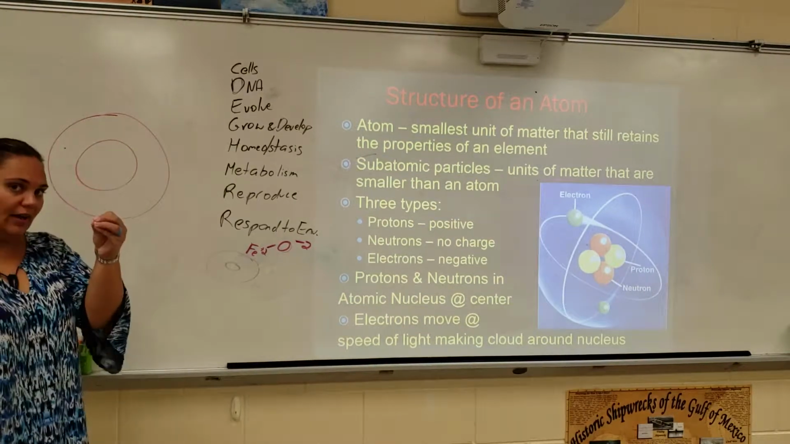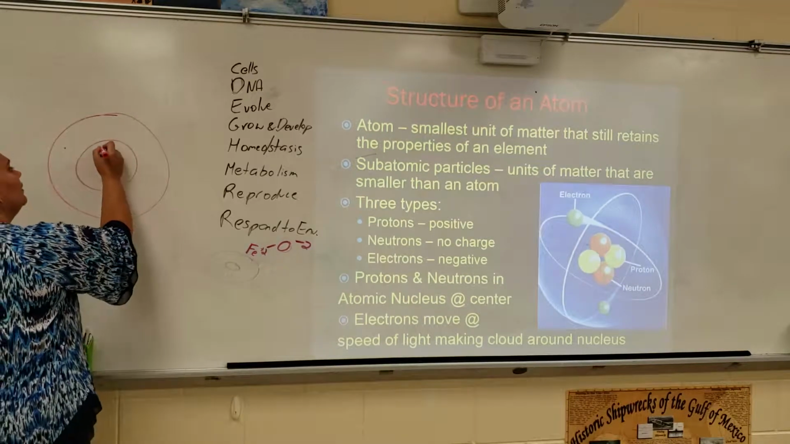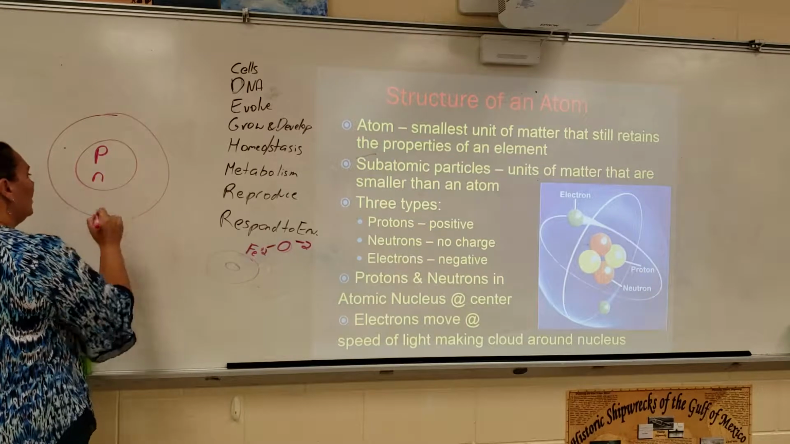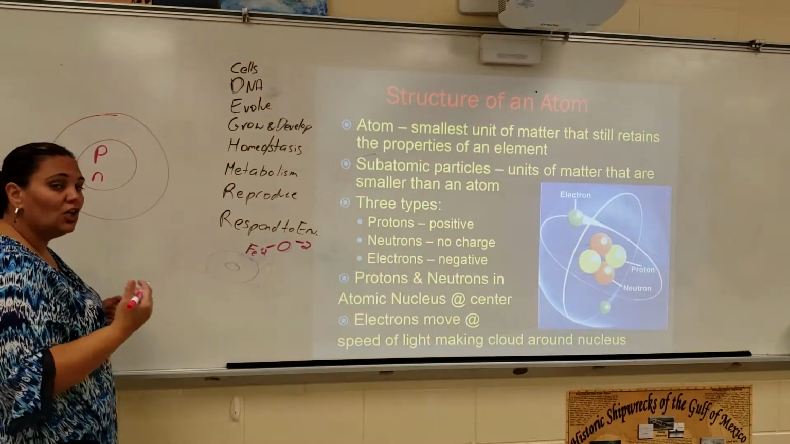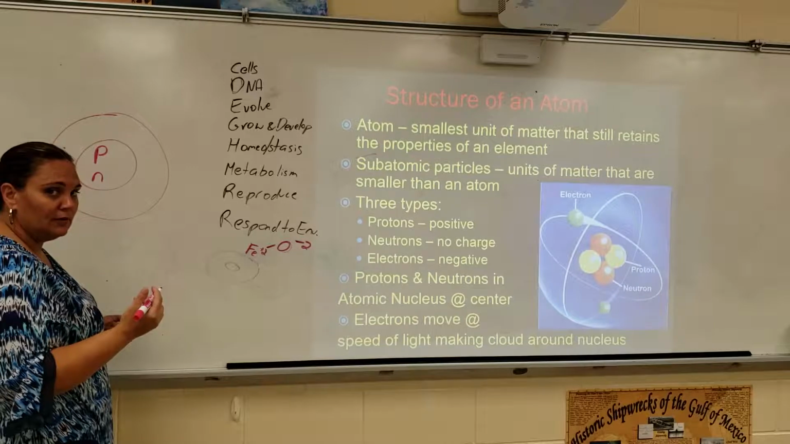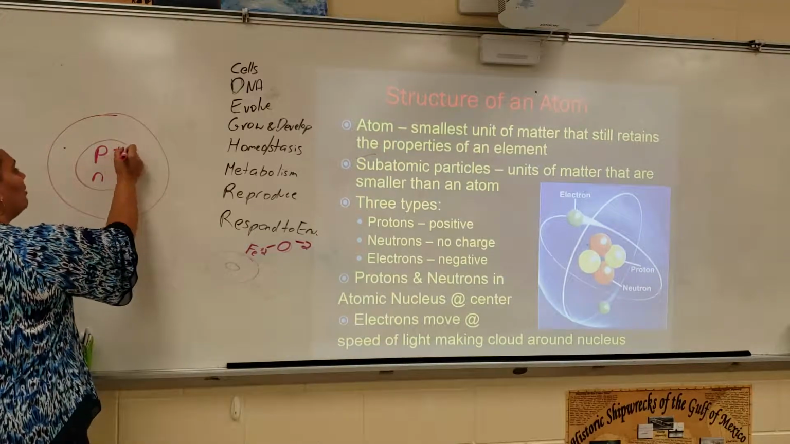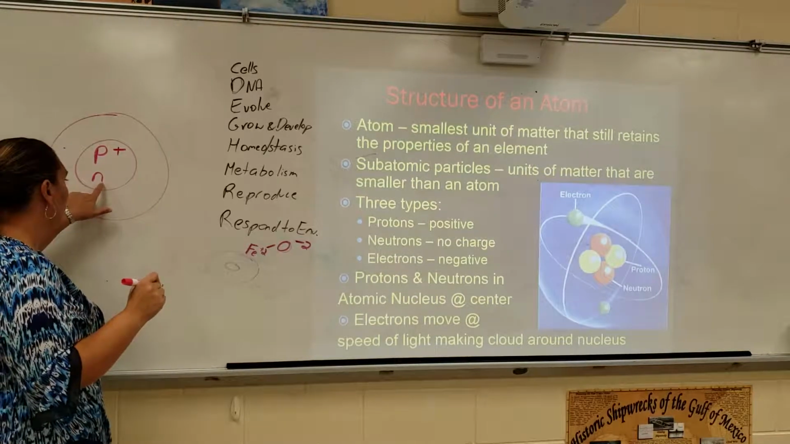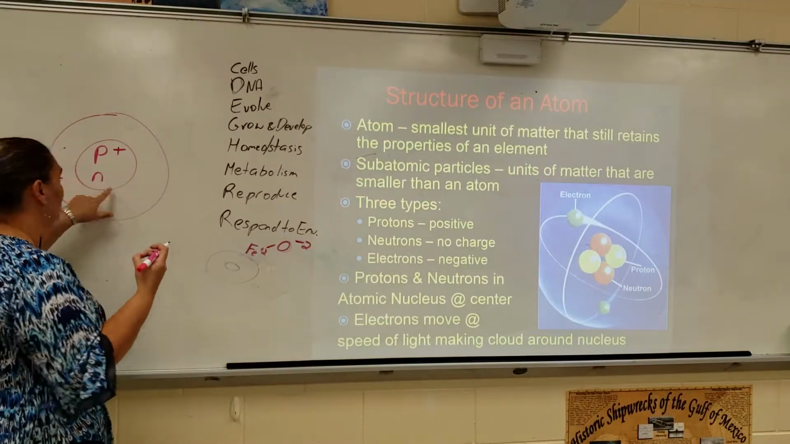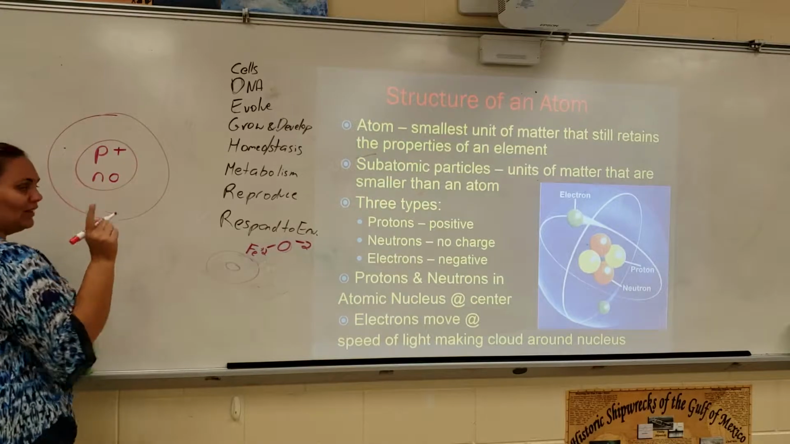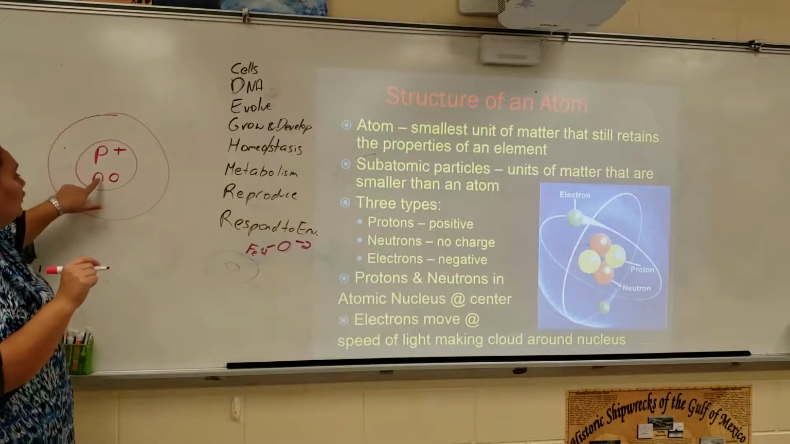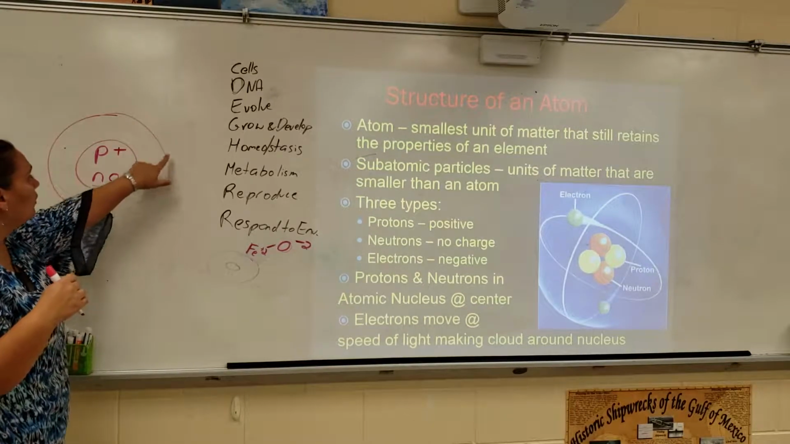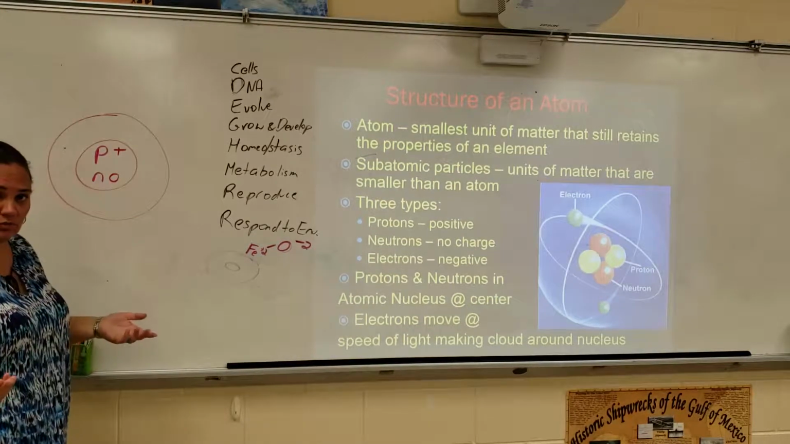In the center of your atom, you've got your protons and you've got your neutrons. Protons. Remember the charge of the protons. That would be a positive charge. Now, don't get tricked. Your neutrons have no charge. Think about this for a second. If your neutrons had the negative charge, then what was on the outside would have no charge.